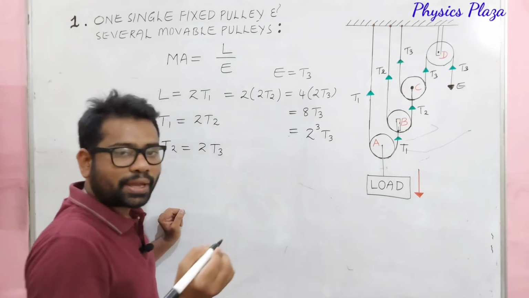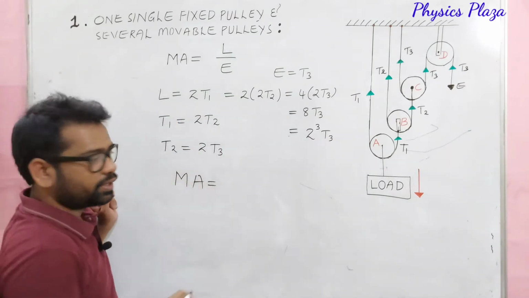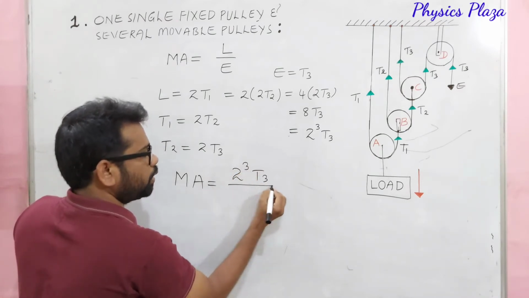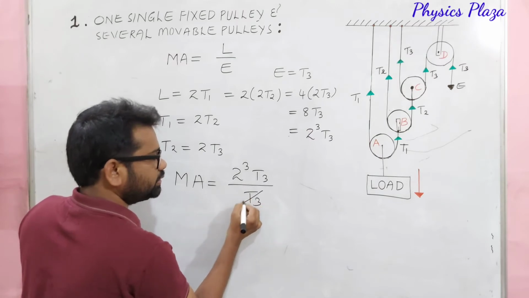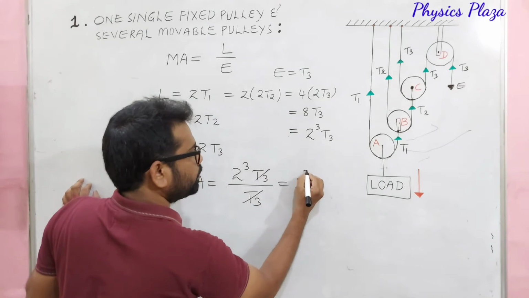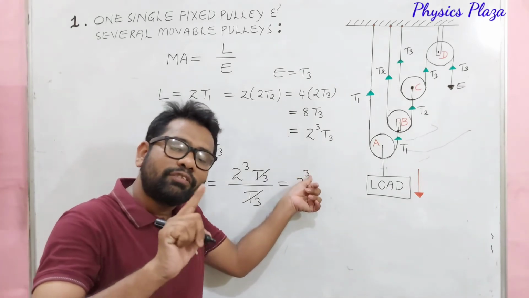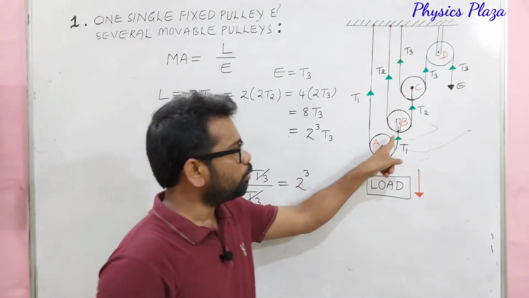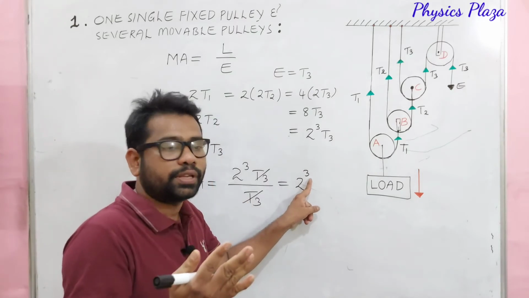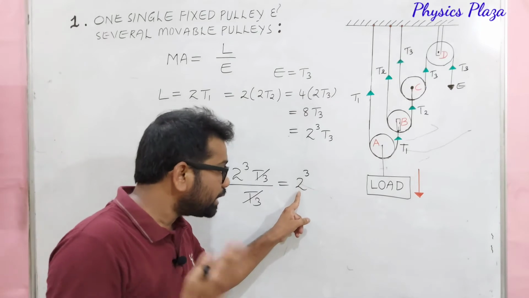Now, let us calculate the mechanical advantage. Here mechanical advantage is equal to load by effort. So load we got 2 power 3 into T3, divided by T3. T3 gets cancelled. Then mechanical advantage we got is 2 power 3. Children, this 3 represents the number of mobile pulleys. Because 3 mobile pulleys are there, we got 2 power 3. If we have 4 mobile pulleys, we will get 2 power 4. If we have 5 mobile pulleys, we get 2 power 5.